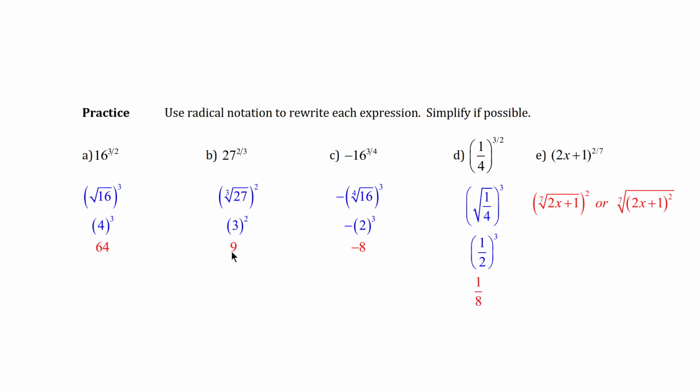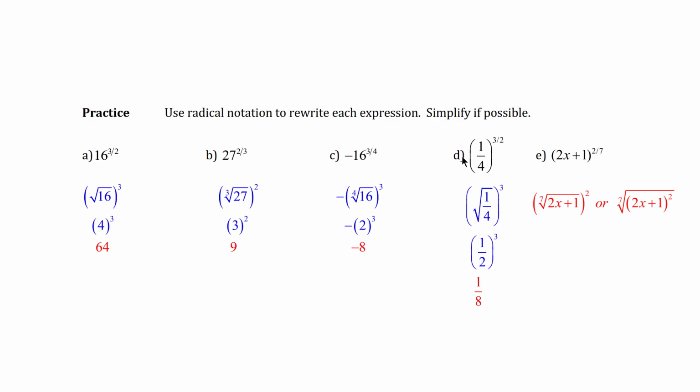3 squared is 9. For part C, we could rewrite this as negative, parentheses, fourth root of 16, and then a cube on the parentheses. Taking the fourth root of 16, we get 2. 2 cubed is 8, and then we bring down the negative. So the answer is negative 8.